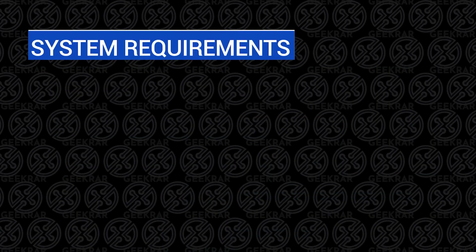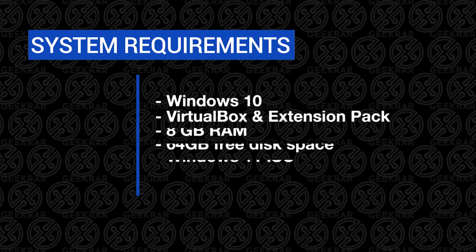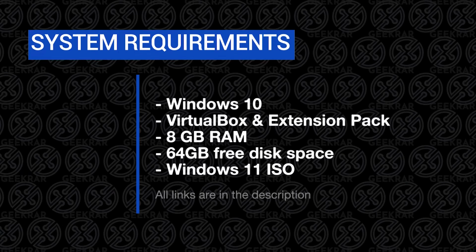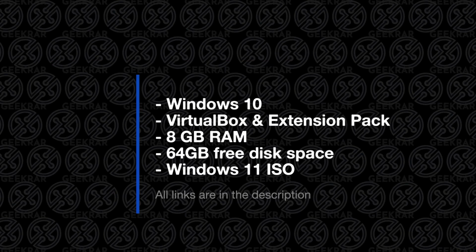Let's take a look at the minimum requirements to install this on a Windows 10 PC. So first you're going to need VirtualBox and an extension pack installed. The minimum requirements for RAM is 4 gigs, but I've tried that and it's really laggy. So I say if you can use 8 gigs, use 8 gigs of RAM. 64 gigs of available disk space is needed. And you're also going to need the Windows 11 ISO image. So if you don't already have that, I'll link it in the description on how you can do that. So with that all of the way, let's go ahead and start installing the operating system.